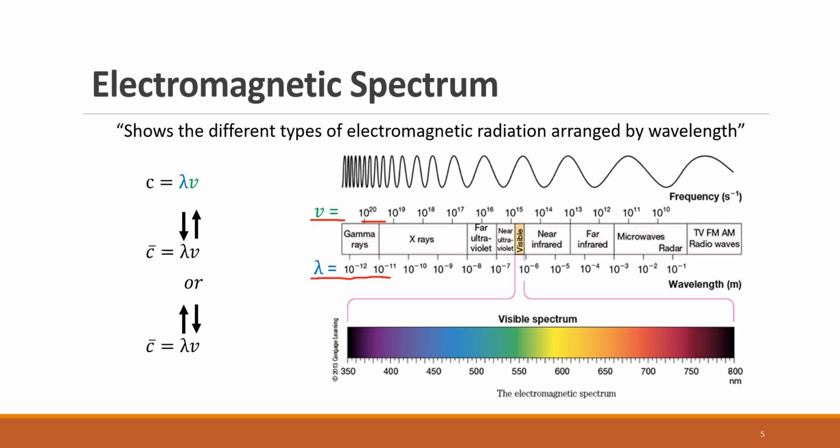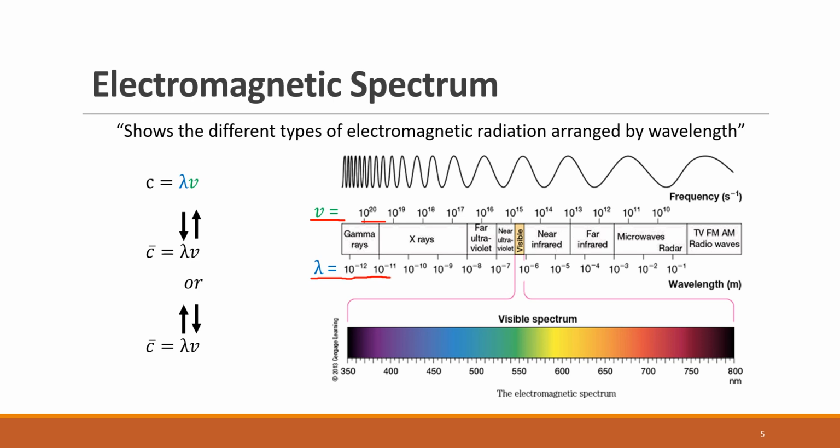What that means is when one goes up, the other goes down. So they always go in opposite directions. If the wavelength is increasing, the frequency is going to decrease. If the wavelength is decreasing, then the frequency is going to increase. And this is due to the fact that the speed of light remains constant, has a constant value.